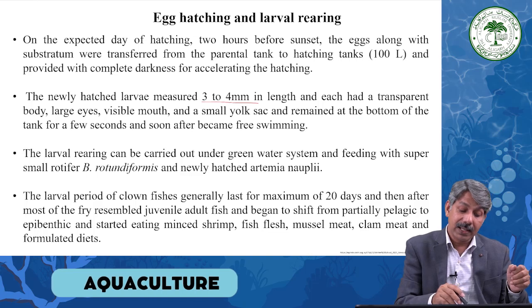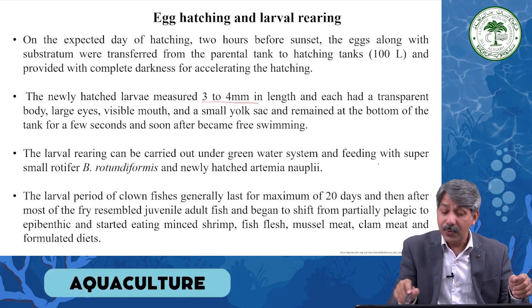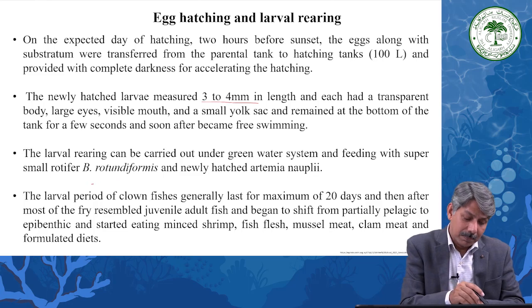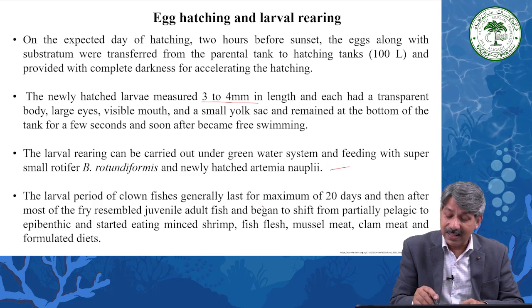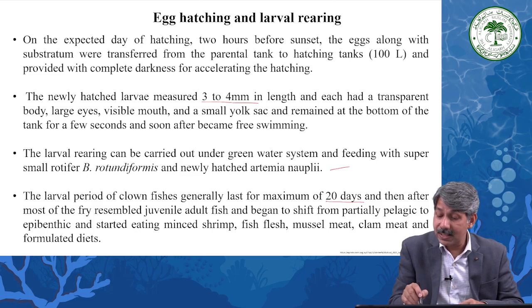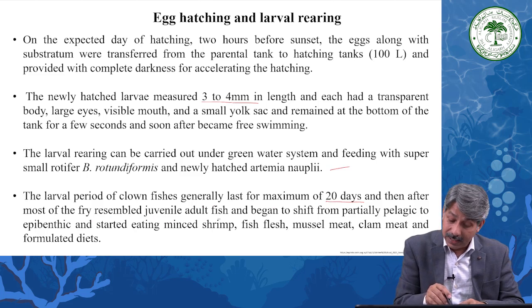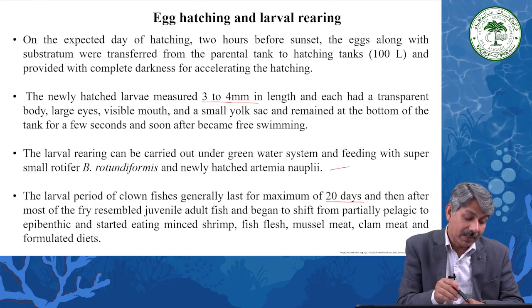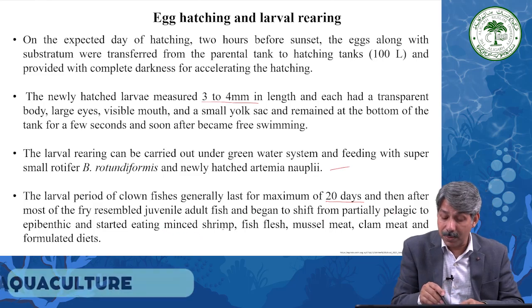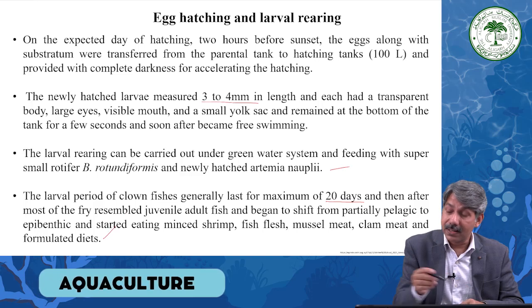The larval rearing can be carried out under green water system that we talked about earlier, feeding with super small rotifer B. rotundiformis and newly hatched Artemia nauplii. The larval period of clownfishes generally lasts for a maximum of 20 days, and then most of the fry resembled juvenile adult fish and began to shift from partially pelagic to epibenthic and started eating minced shrimp, fish flesh, mussel meat, clam meat and formulated diets.